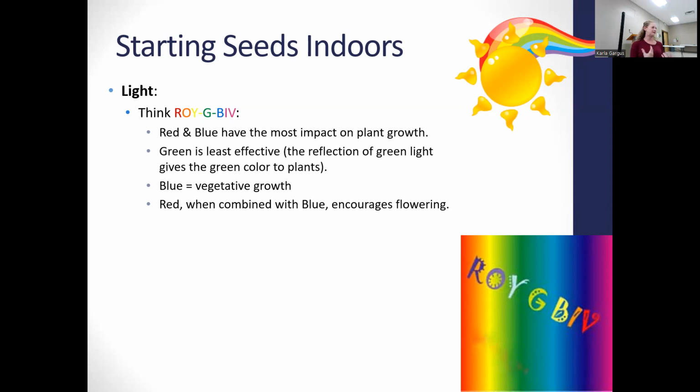Green is the least effective because it's really just a reflection of the chlorophyll in the plant. Blue promotes vegetative growth, and red, when combined with blue, encourages the flowering. So in your larger greenhouses and such, you will manipulate your reds and your blues to make those plants flower. So do you do any of that in your greenhouse or just nah?